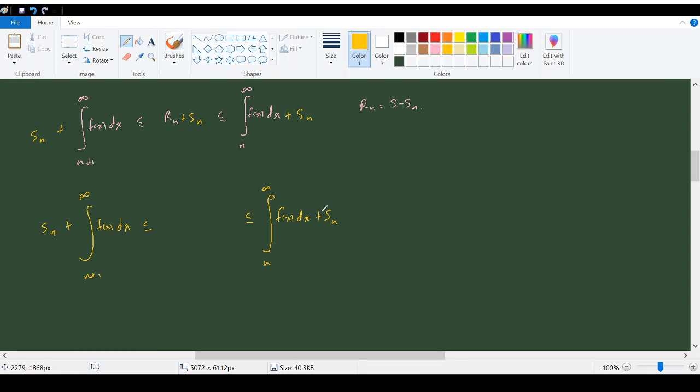Also the right hand side, but for this term, see, Rn is equal to S minus Sn. So if we add Sn for Rn, that means we should add Sn for this one as well. So these two things will get cancelled out, leaving you with S, and S means the actual answer of our series, right? So then if we add Sn to both sides, what we will have is an inequality which involves S, which is the actual answer.